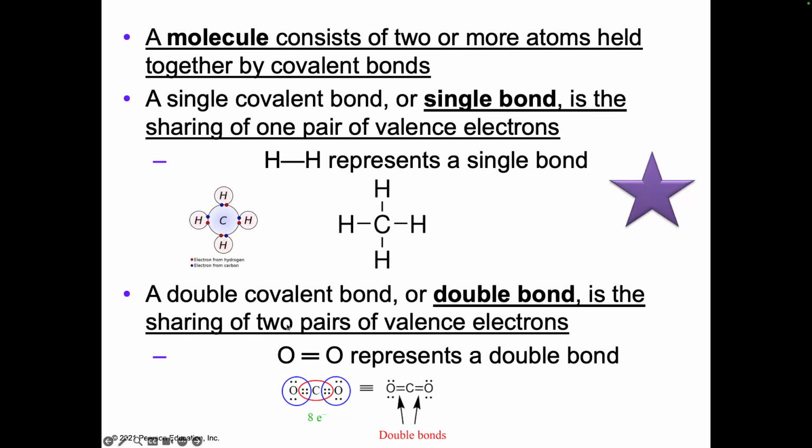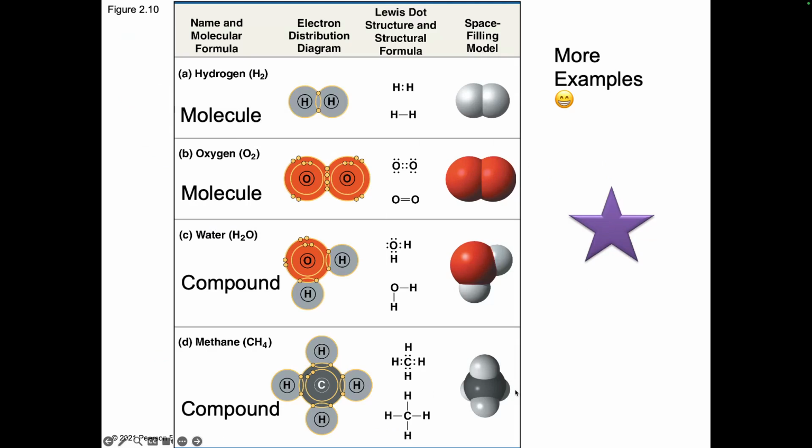A double covalent bond, or a double bond, is the sharing of 2 pairs of valence electrons, and that's depicted here. You have an oxygen double bonded to another oxygen, and that's represented by what looks like an equal sign. But that's not an equal sign, that's actually 2 lines depicting 2 bonds, or a double bond. All right, and then this image just tries to show you more examples with the single bonds and double bonds.